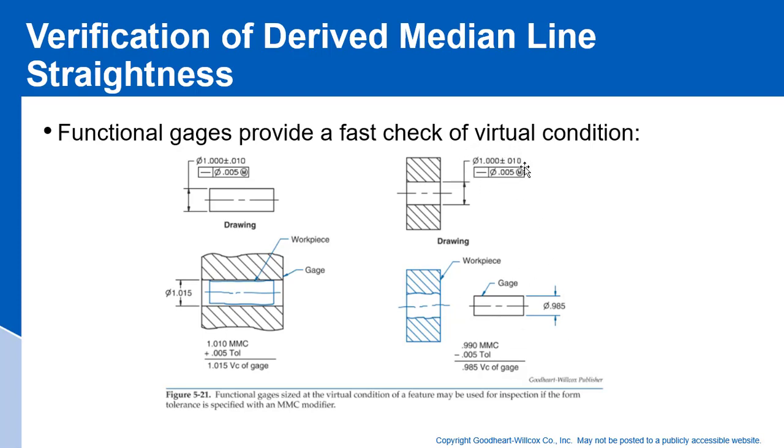Okay, we have a size tolerance with the straightness tolerance. We would calculate the virtual condition. In this case, it would be 1 inch minus 10 thousandths, which is 990 thousandths. And we would subtract from that our form tolerance here, and we get 985 thousandths. So our gauge is simply a pin made at perfect form at 985 thousandths, and as long as it slips through our hole, we would be good.